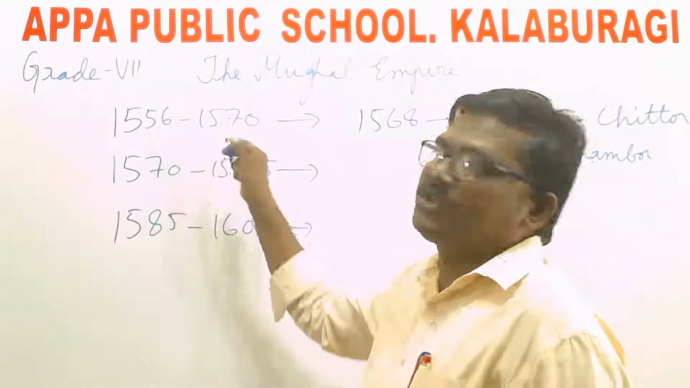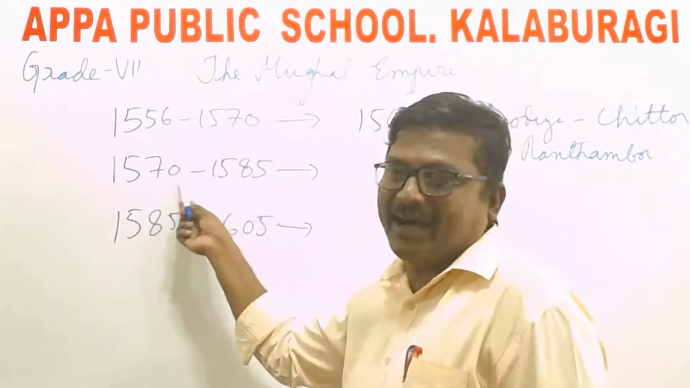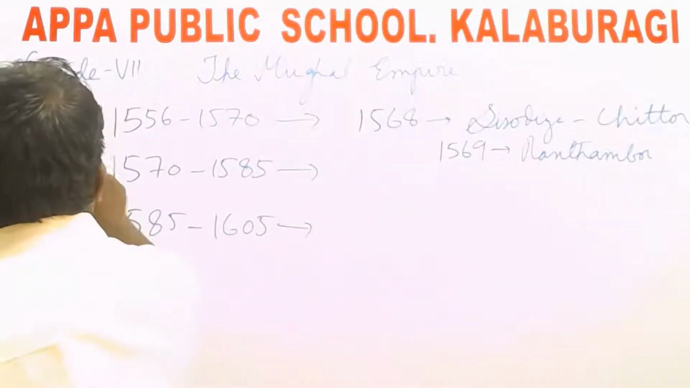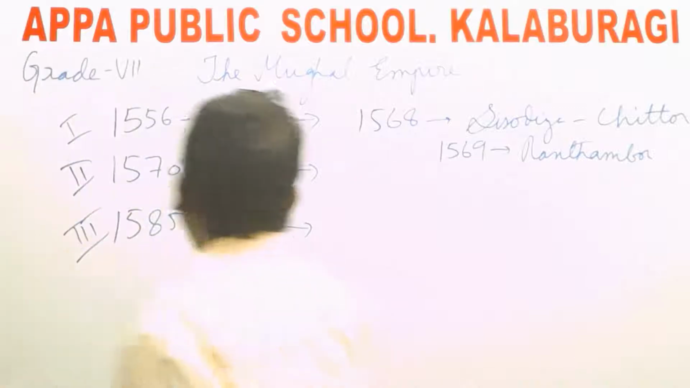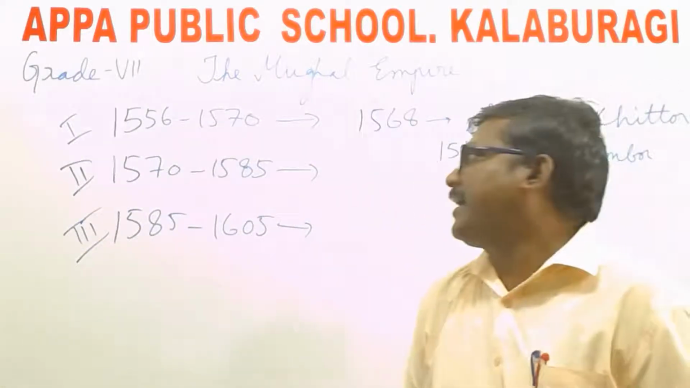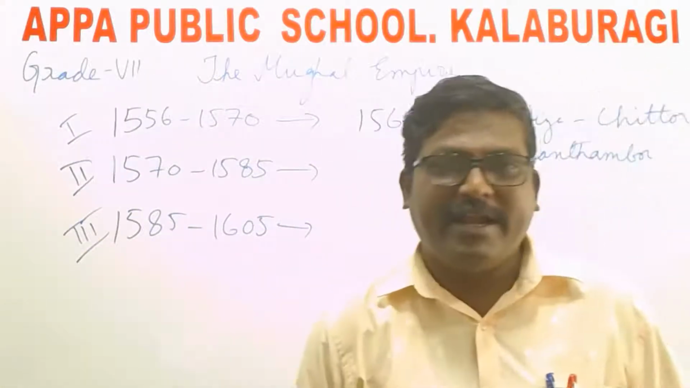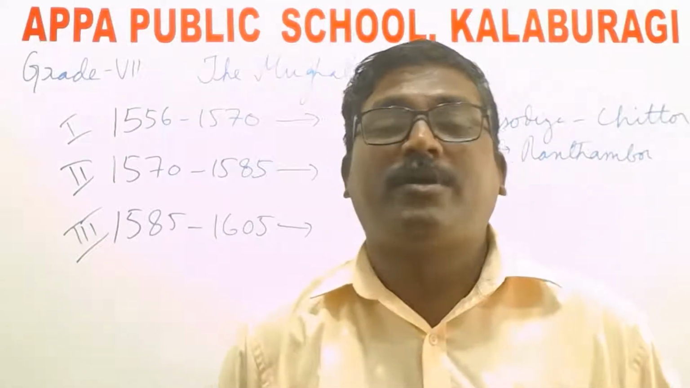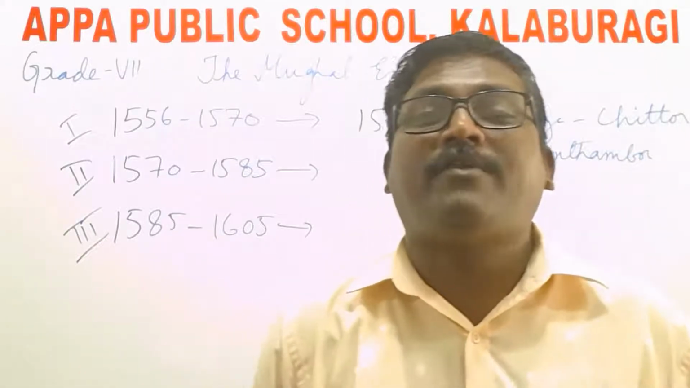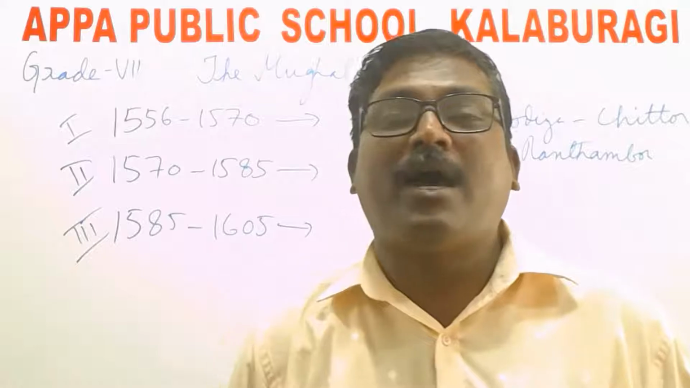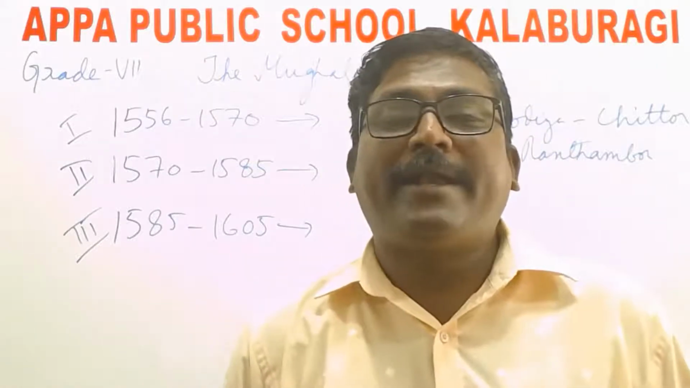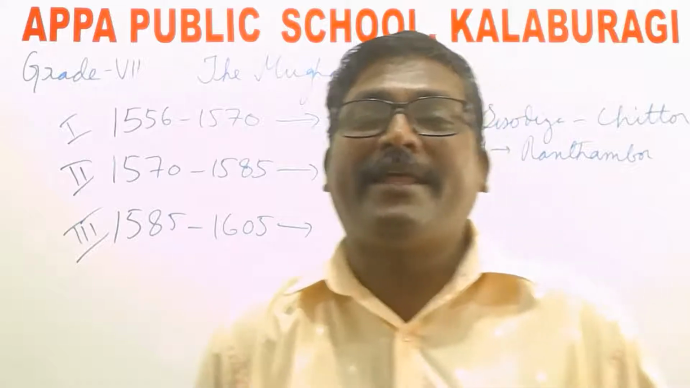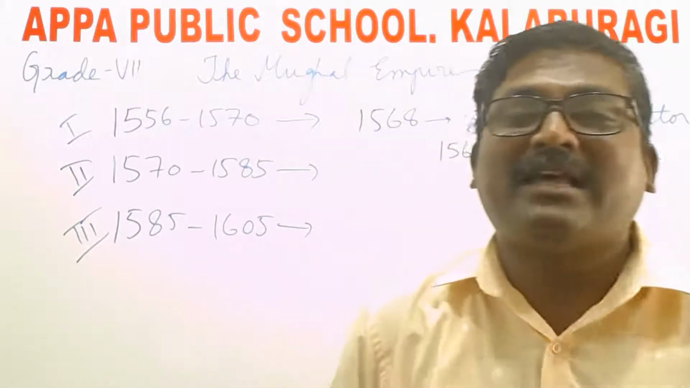One is from 1556 to 1570, and now let us discuss the second period, 1570 to 1585. My dear students, military campaigns in Gujarat were followed by campaigns in the east, in Bihar, Bengal, and Odisha. These campaigns were complicated by the 1579-1580 revolt in support of Mirza Hakim.